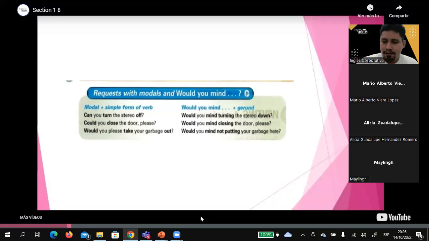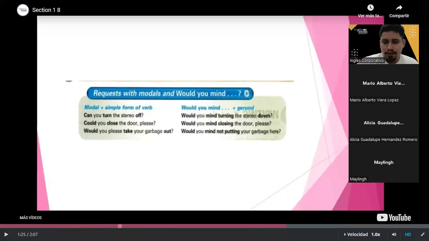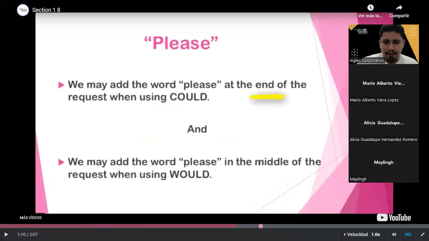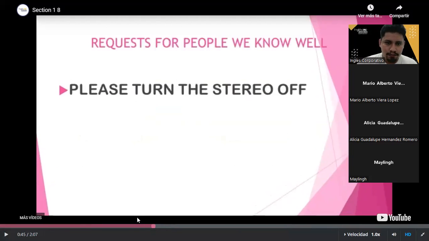Then just take a look, we're going to see just part of the structures that we have for this. Okay, give me just one moment.